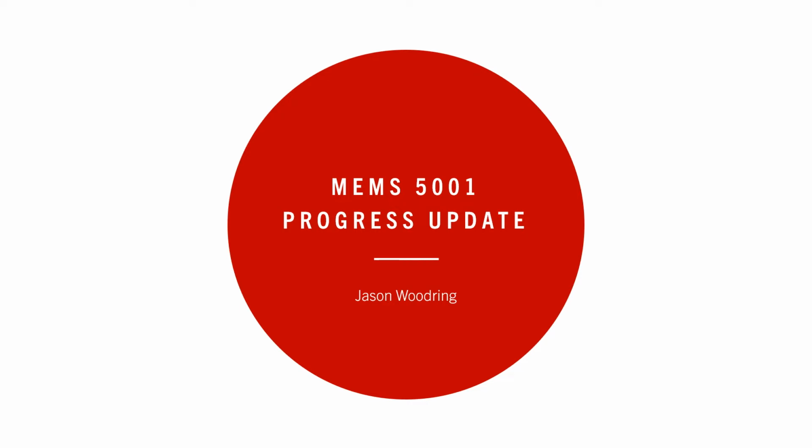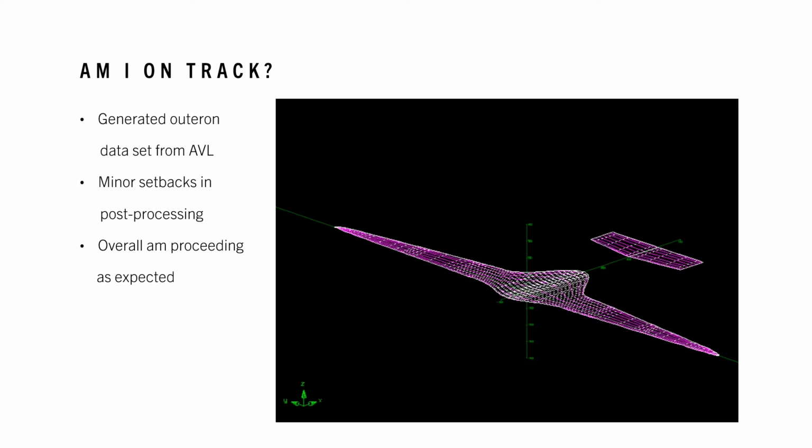So the first question I will address is whether I am on track to finish, which, based off of my current progress, I believe I am. I have generated all of the aerodynamic data for the different size possibilities for the outer aileron. I have here an example of the mesh for it in the solver.